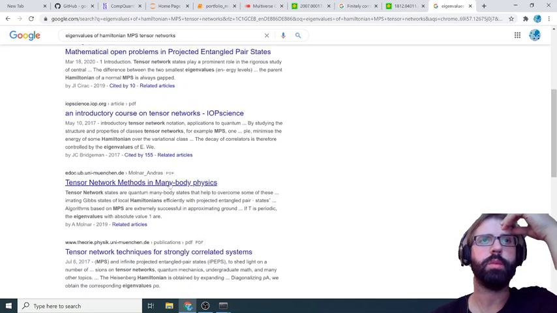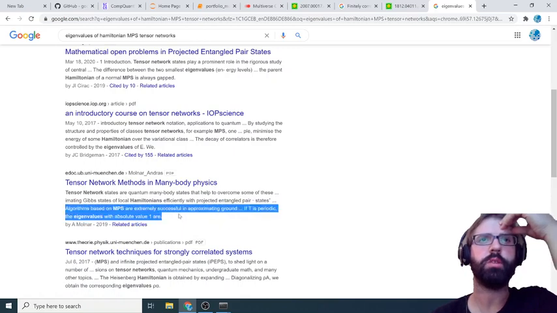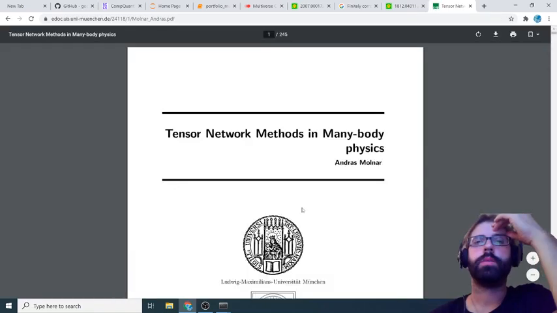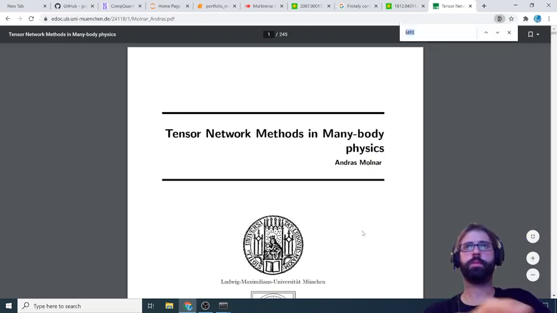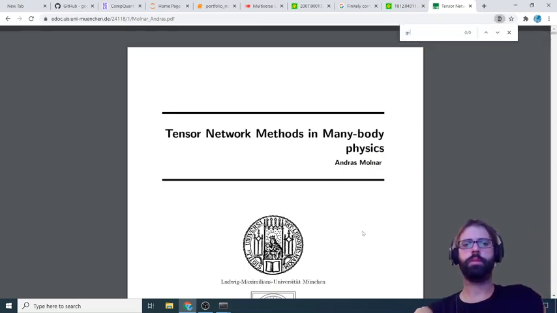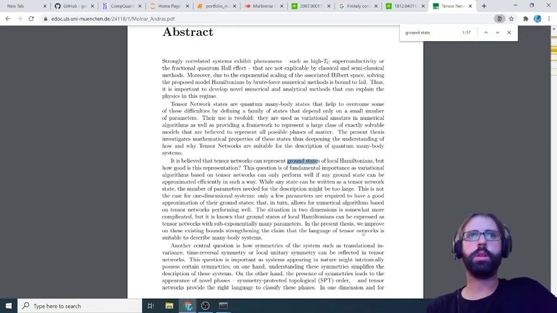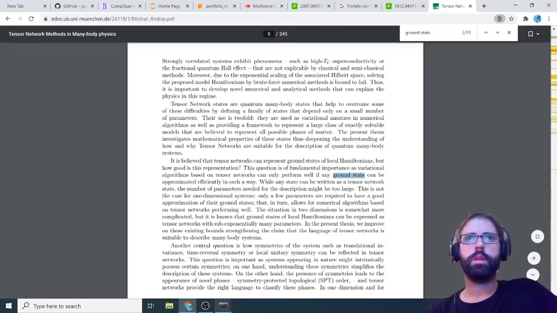Tensor network methods in many-body physics. Algorithms based on MPS are extremely successful in approximating ground states. Okay, this is what I want to know, though. Tensors can represent ground states of local Hamiltonians. But how good is this approximation? This question is of fundamental importance.